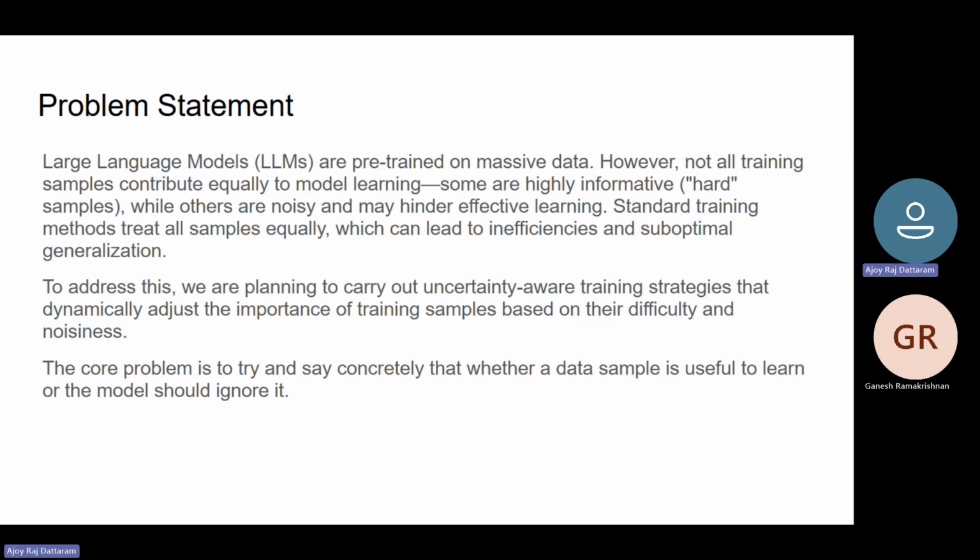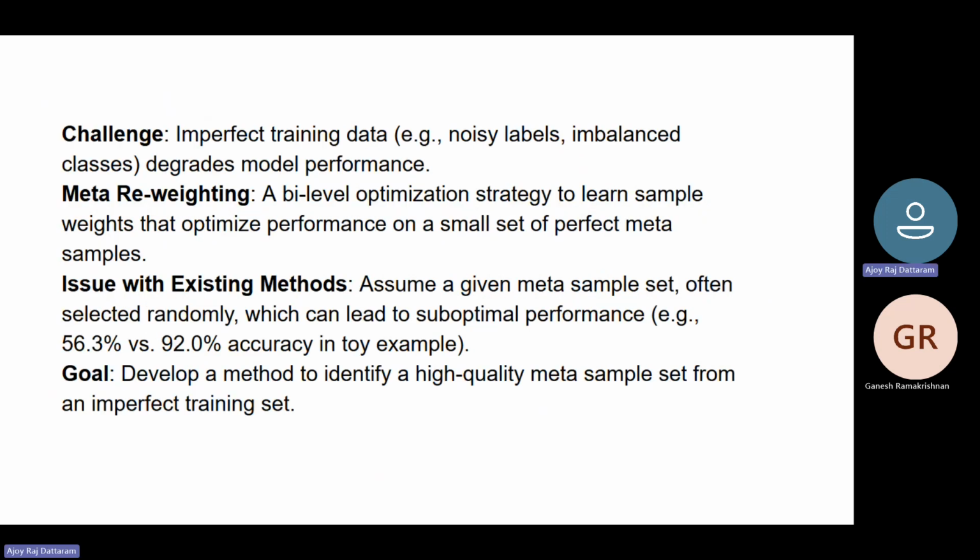So the solution is uncertainty aware training, meaning the model adjusts how much it cares about each sample based on how useful or noisy it is. Challenges like imperfect data, like noisy labels or uneven class size, make the model less accurate. So we use the meta reweighting technique. This is a smart way to fix this. It uses a small set of perfect samples to weigh how much each training sample matters during learning.